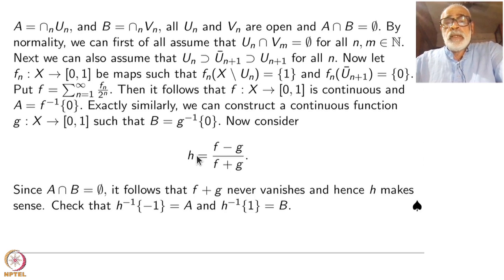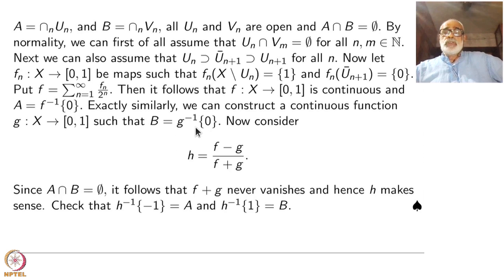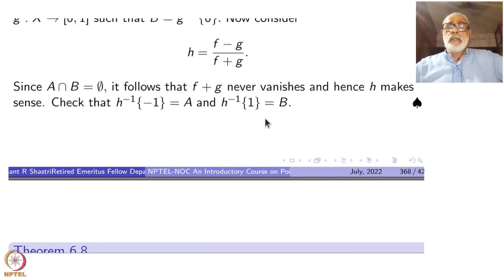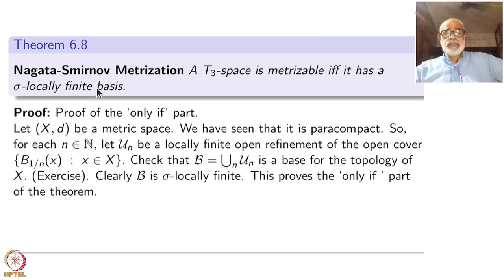Okay. Finally, suppose this h of x is 1. What does that mean? F minus g divided by f plus g equal to 1, so these two are equal. F minus g equal to f plus g, right? What does that mean? So such points are precisely where g must be 0, right? So that will be a point of B. Similarly, suppose this is minus 1. This is minus 1 means f minus g equal to minus f plus g. So that f must be 0. Right? So h inverse of minus 1 is precisely A and h inverse of 1 is precisely B. Alright. So this is perfect normality, given by normality plus every closed subset being G delta.